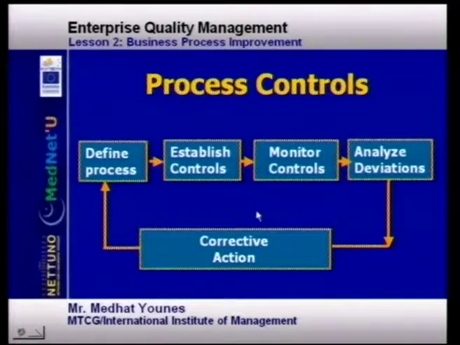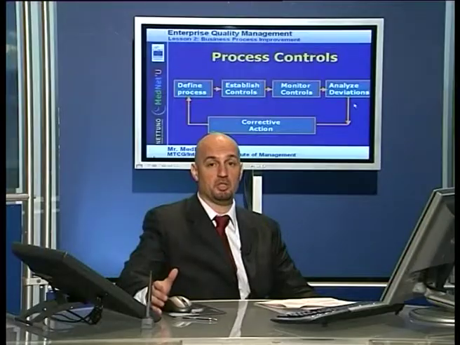So after analyzing the deviation, if the cause of the deviation is not within the individual, then you will look at the system. Maybe the incentive system is not good enough to motivate the salesperson to achieve the quota.